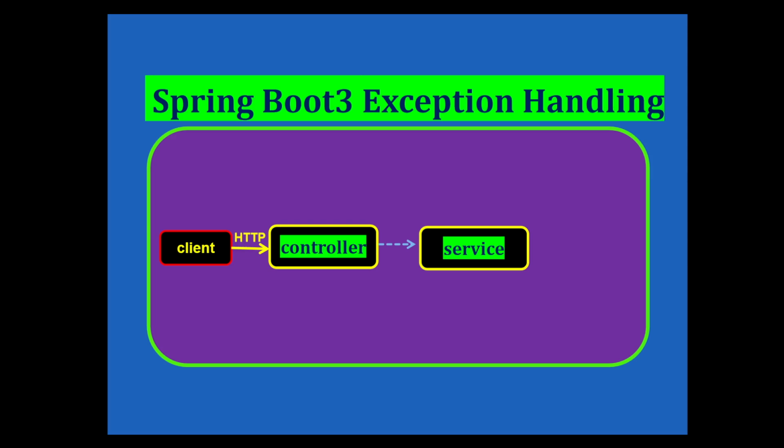But if it finds any exception in the service layer, it will throw that exception to the controller. Now the exception can be thrown from the repository or service layer, or it can be thrown from the controller layer as well. But as a best practice, it should be thrown from the service layer itself.